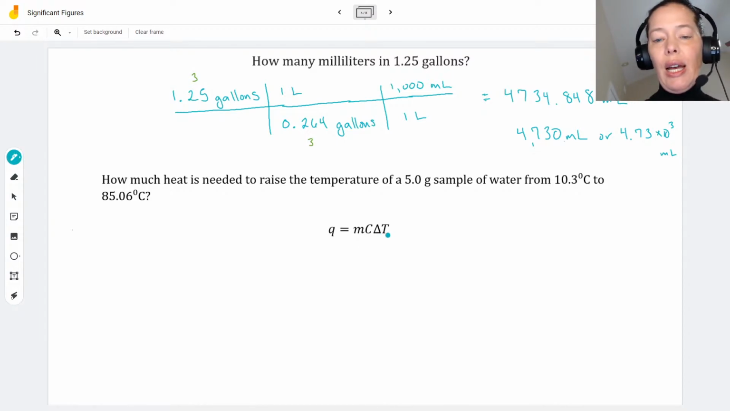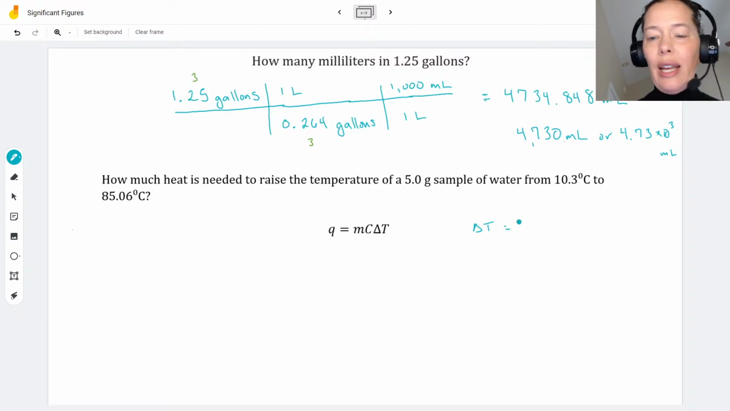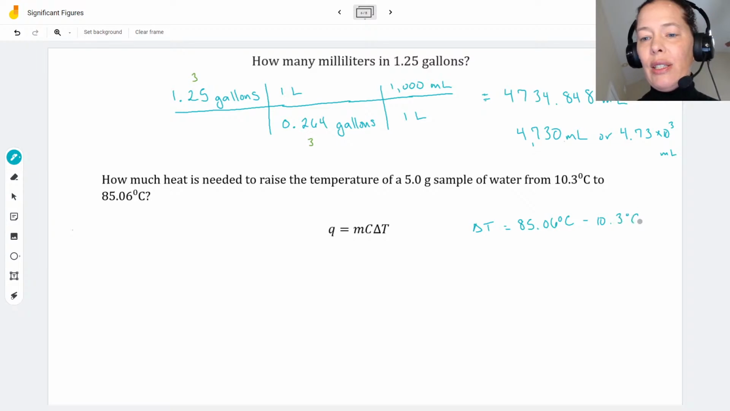Okay, so first I'm going to calculate my delta T. I'm actually just going to do it over here. So delta T is just my final temperature minus my initial temperature. So in this case, it's just 85.06 degrees Celsius minus 10.3 degrees Celsius. So it's not that difficult of a question. Okay, so if I do that, then my delta T is 74.76 degrees Celsius. So that's what my calculator gives me.